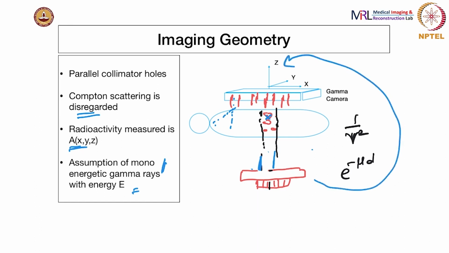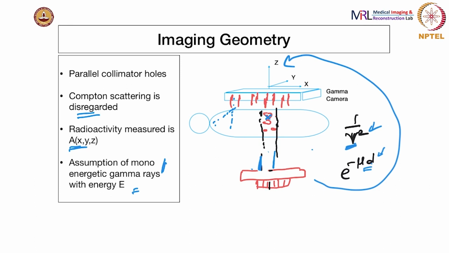Because there are two sets of attenuations, one is depth dependent, and the 1 over r square is dependent on the distance to the camera. The depth dependence comes from d inside the tissue, and this is the distance to the camera. So when you rotate the camera, both of them change. There is a depth dependent attenuation and a distance to camera attenuation, both at work when you do gamma ray imaging, or radionuclide imaging.